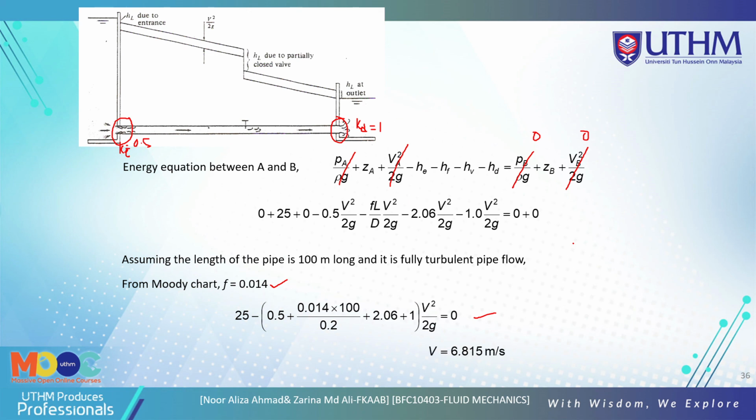Then we get the velocity is 6.815 meters per second. And then you get Q is 0.214 cubic meters per second. That's all. The length of the pipe is not given, so we assume it is 100 meters, and we assume the F from the Moody chart, based on the fully turbulent pipe flow, is 0.014. So we get the Q here, based on F not being given, so you assume.